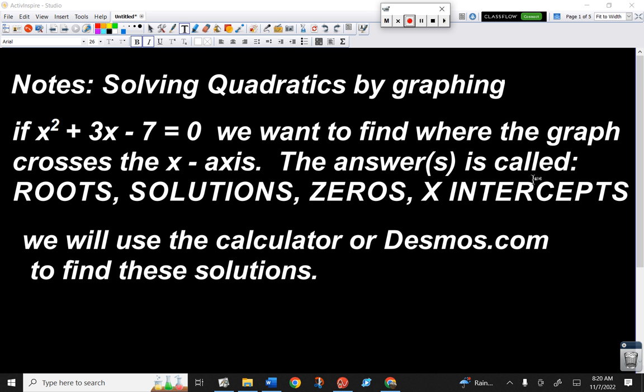Desmos is a website where you can do the same thing, and each one has its pitfalls, but some of them are easy, and some of them are not. We'll see which you like better, and then you get to choose what you use in class.